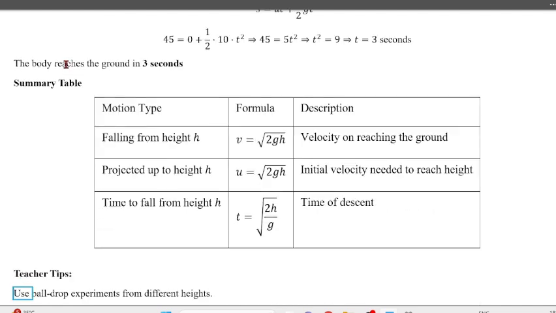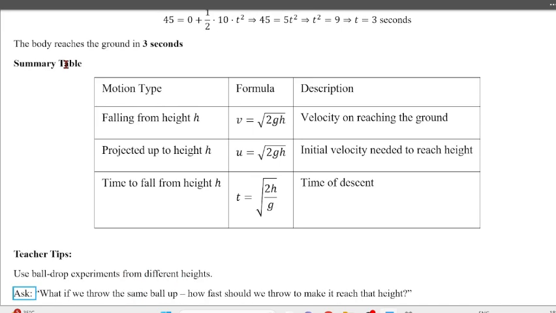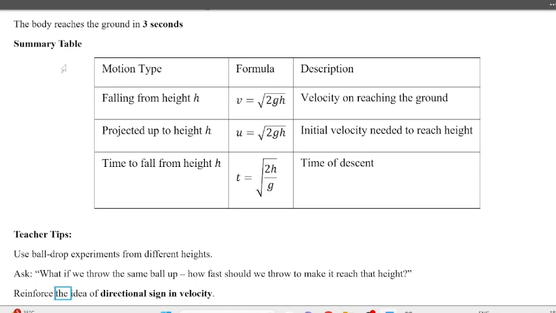Teacher tips: use ball drop experiments from different heights. Ask, what if we throw the same ball up? How fast should we throw to make it reach that height? Reinforce the idea of directional sign in velocity.